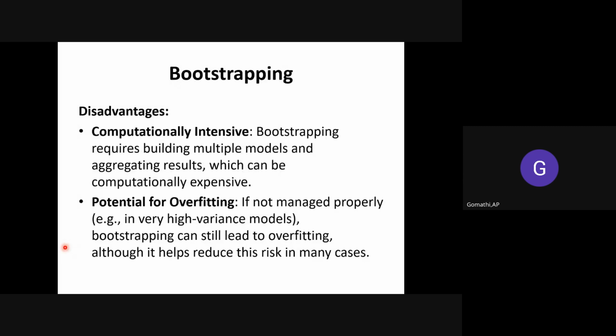Next one is the potential for overfitting. That means if the original data set is not representative of the population, bootstrapping will replicate any bias in the data set. If not managed properly, bootstrapping can still lead to overfitting, though it also helps reduce the risk in many cases.